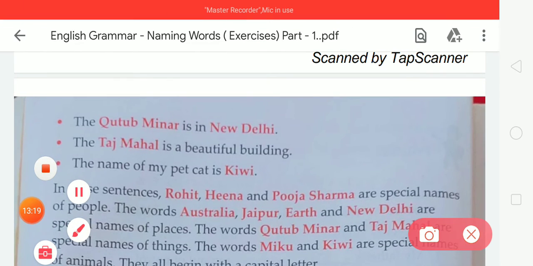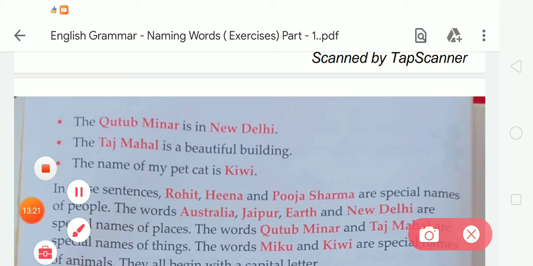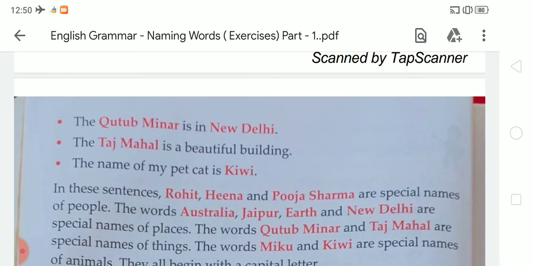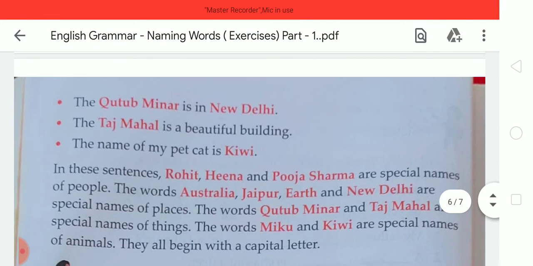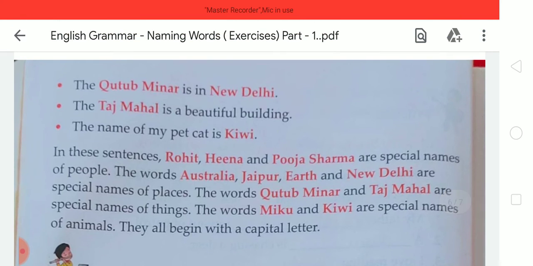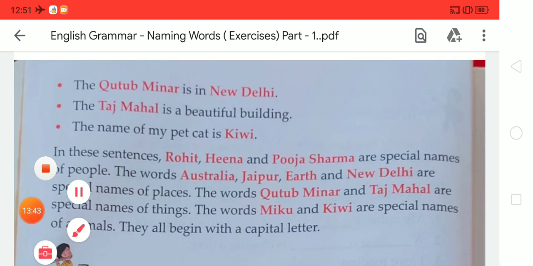So now next, the sentence is: The Qutub Minar is in New Delhi. So Qutub Minar is a special name. New Delhi is also a special name because it begins with a capital letter. Okay, the first letter of this word begins with a capital letter. Next is: The Taj Mahal is a beautiful building, and the name of my pet cat is Kiwi. Okay, so in this sentence, Rohit, Hina and Pooja Sharma are special names of people.